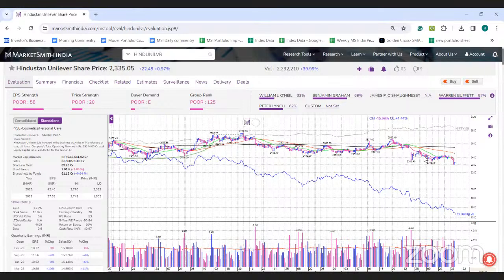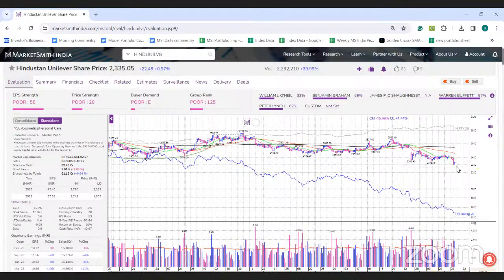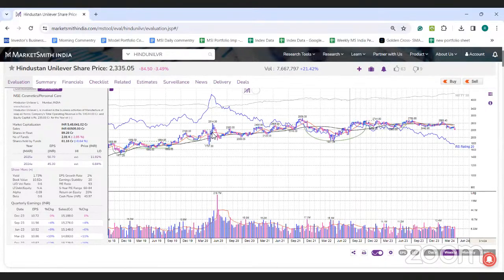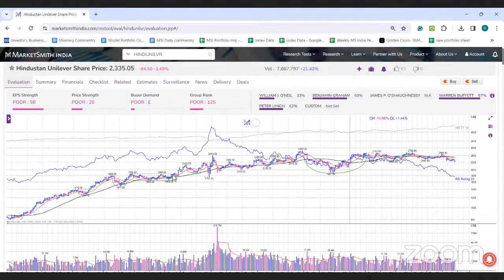And after that, it moved sideways and made fresh lows a couple of times. Yesterday it moved near its 2300 level. Today it had a slight rebound, but broadly, it is trading almost 15% off its high and near its 52 week lows. On the weekly chart also, this one has not given much return. The 2020 level has also not come yet. So broadly, Hindustan Unilever has not given a return in a long time.